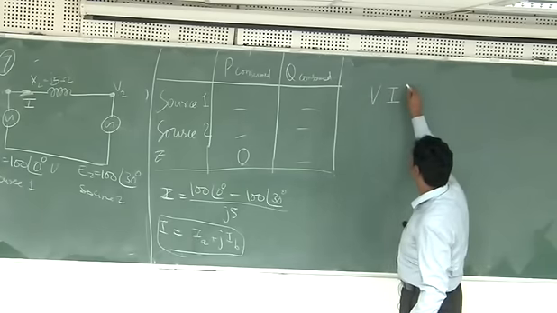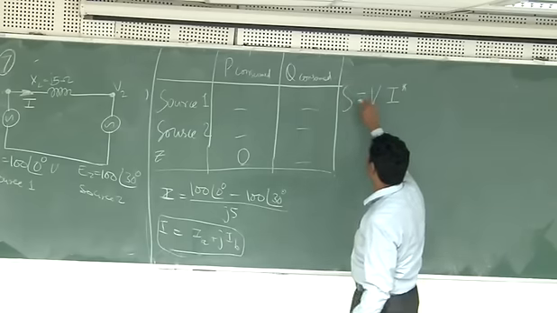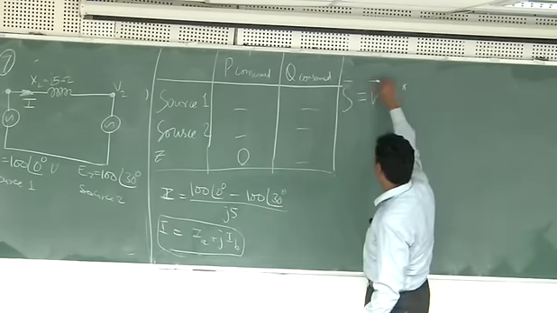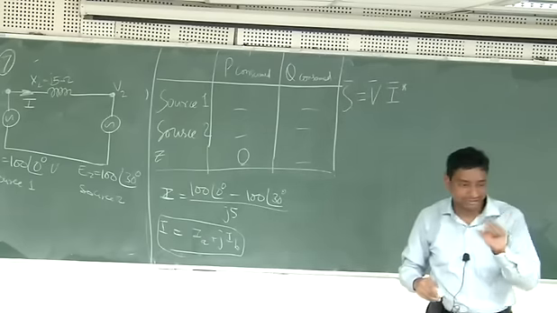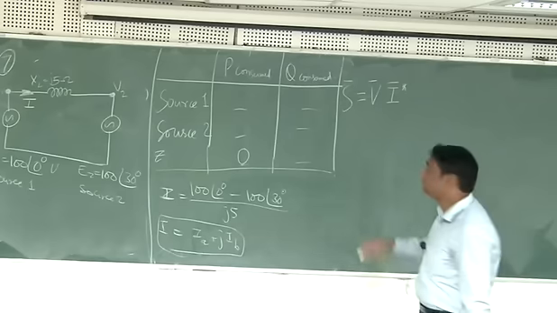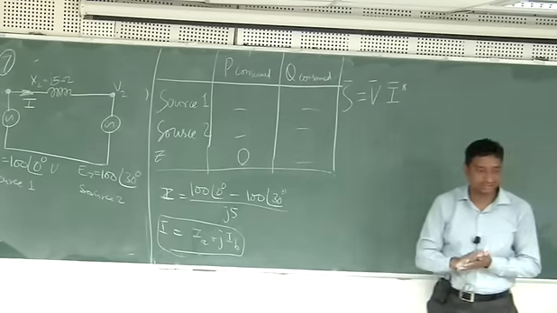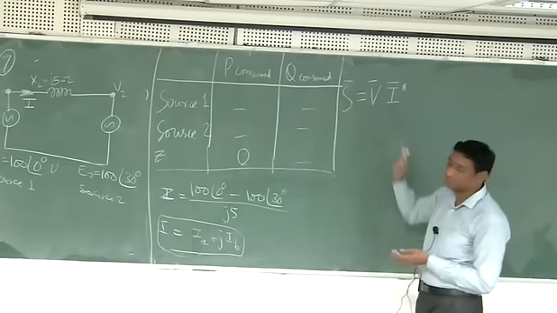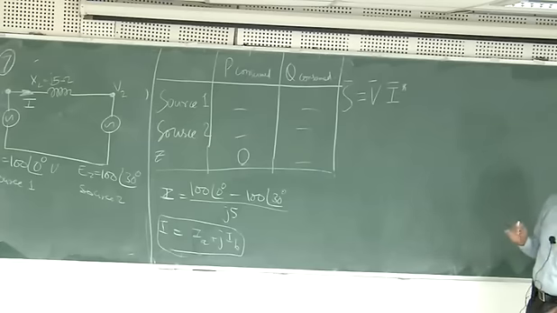V into I conjugate. Okay, this will be your S. S is a complex number, V is a complex number, I is a complex number. Conjugate means for the imaginary component you reverse the sign. This is the general formula for S. But the problem is you need to know the direction of the I, the direction of the V, and so on.